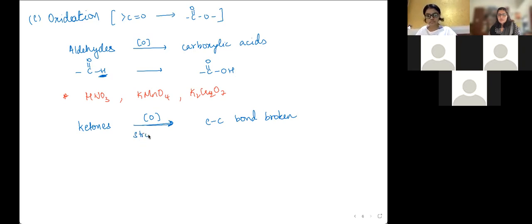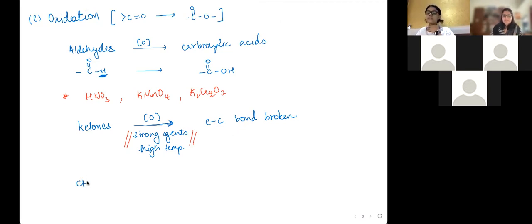You need strong oxidizing agents and you need high temperatures for this reaction to take place. Okay, so this is quite important. They don't get oxidized easily enough. So there's no standard set of products that you get for ketones. You end up getting carboxylic acids, but which specific acids depends on which bonds are broken. You end up getting a mixture of products.